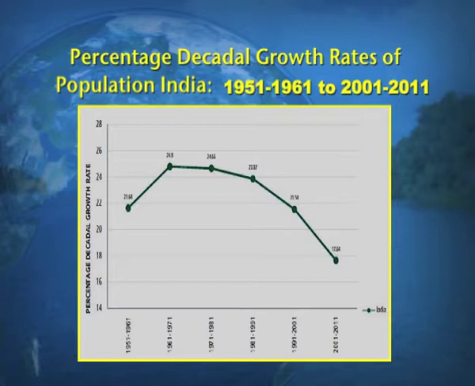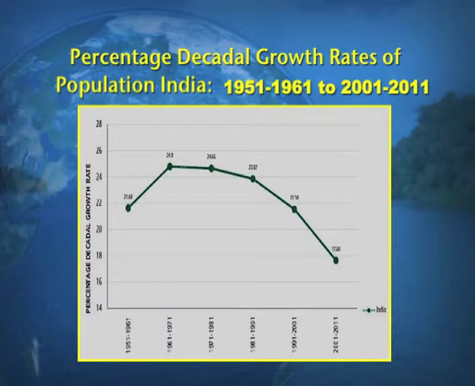After that, from 61, 71 onwards till 2001 and 2011, there is a gradual fall in the growth rate of the population, and that has fallen from 24% to 17.64%, that was in the 2011 census.